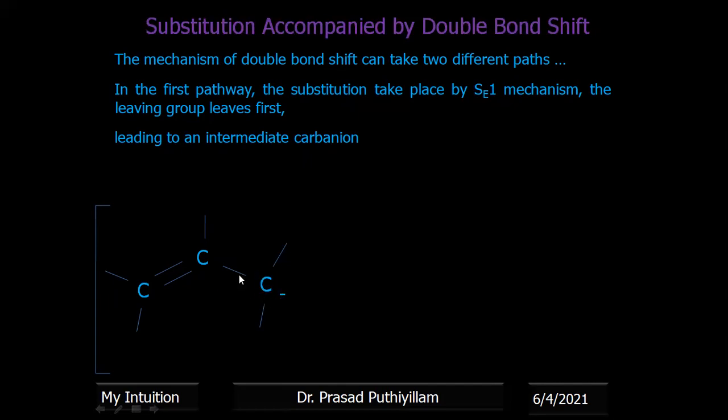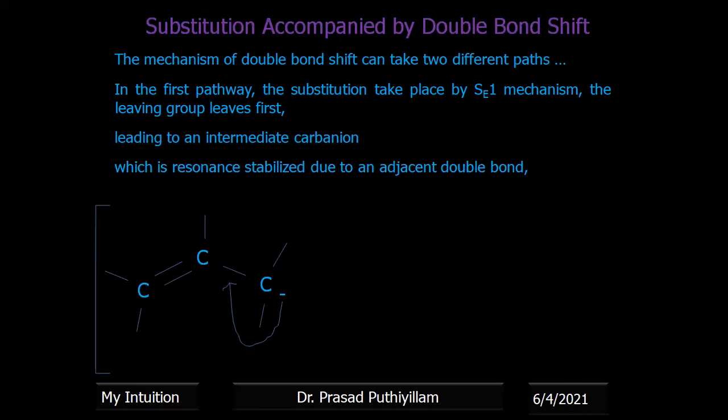Here they have p-type orbitals. The double bond is formed by sidewise overlapping of p orbitals, and the negative charge or extra electrons are also in the same plane. Therefore the electron movement is possible, and resonance stabilization is possible with an adjacent double bond. So I am representing the movement of electrons here: the electrons move and form a double bond here, then that double bond breaks and the negative charge shifts to the third carbon atom.